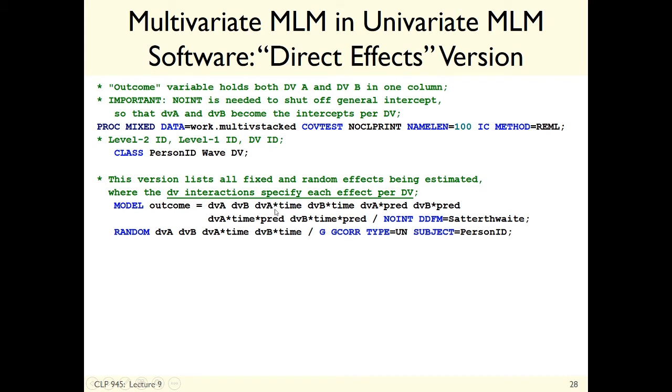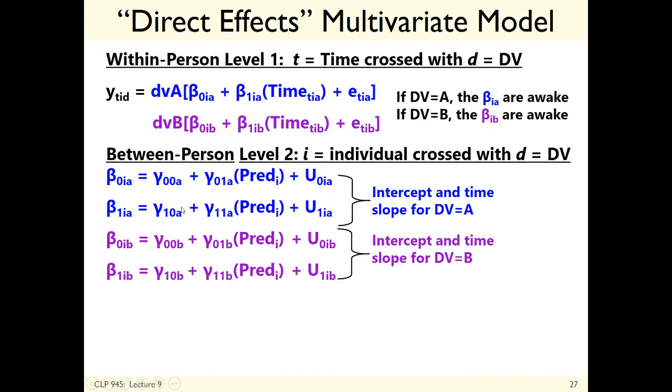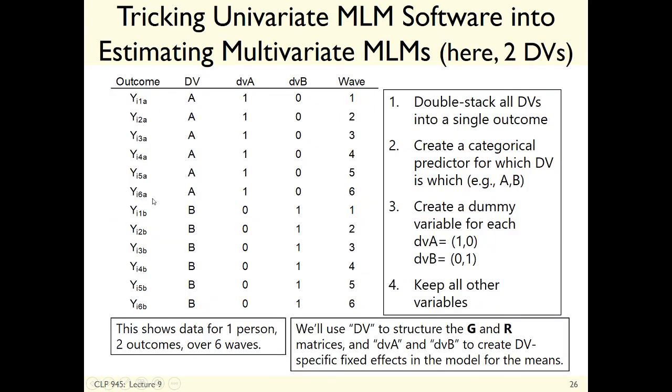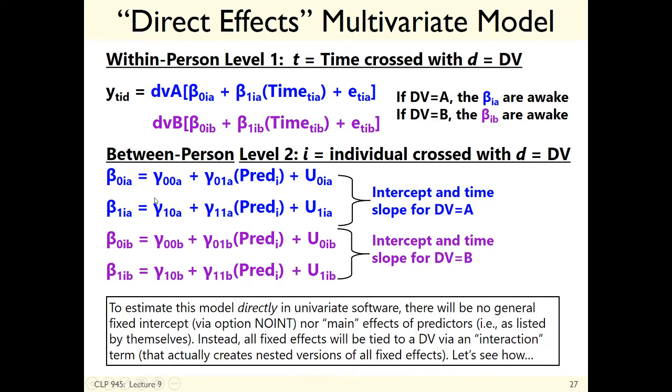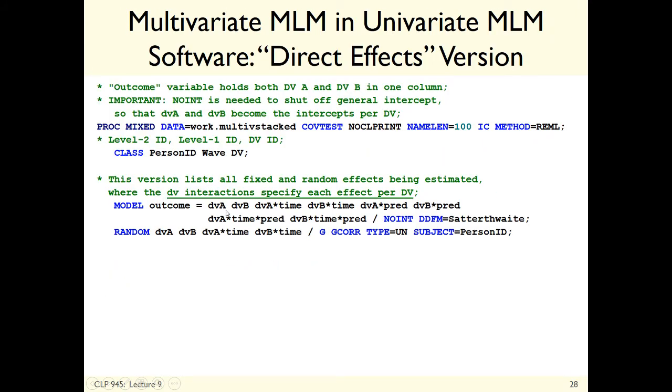Now, functionally, this code illustrates what's happening. There is a big thing you cannot forget. No int. That thing right there. That shuts off the general intercept and makes it so that we build our own everything. Every term on the model line is attached to one of these DV dummy codes. So outcome, remember, is our combo column that has all the DVs for all the occasions stacked together into one column. So DVA and DVB all by themselves, those are your fixed intercepts.